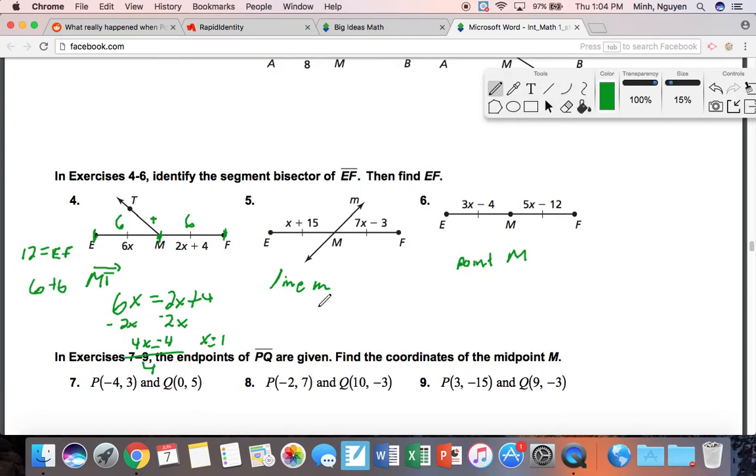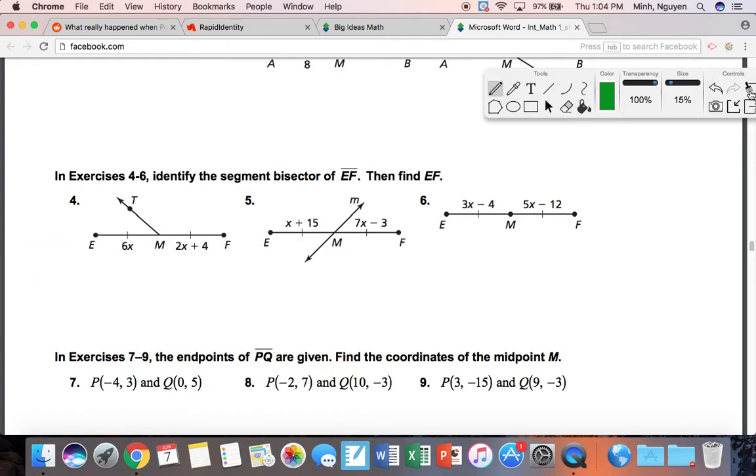So again, all these are just about setting them equal to each other, finding x, substituting, and adding. So find x, and then find x here as well.